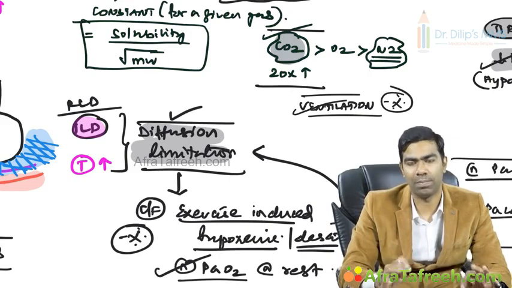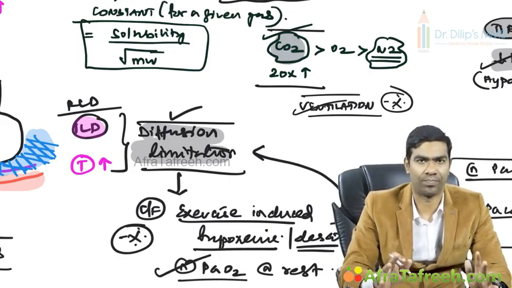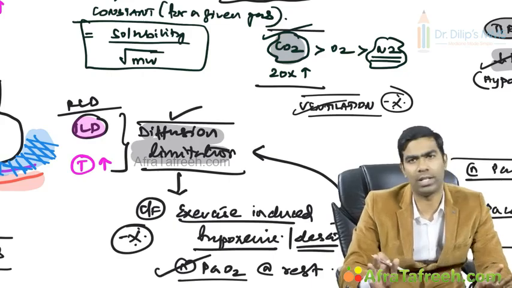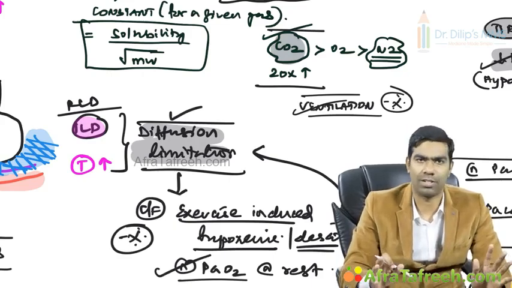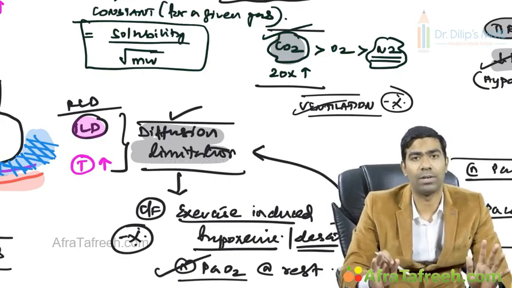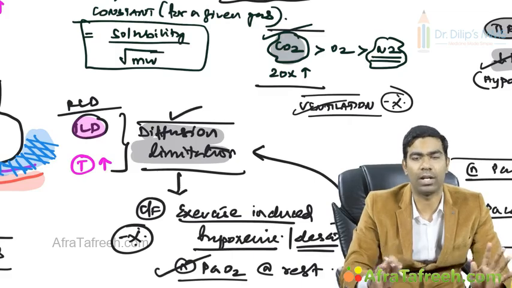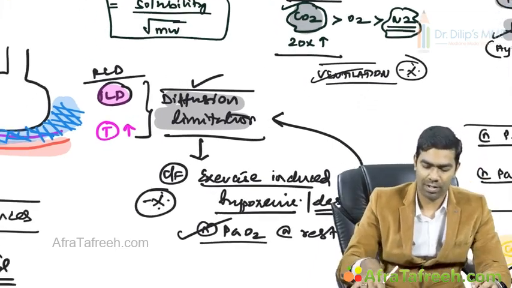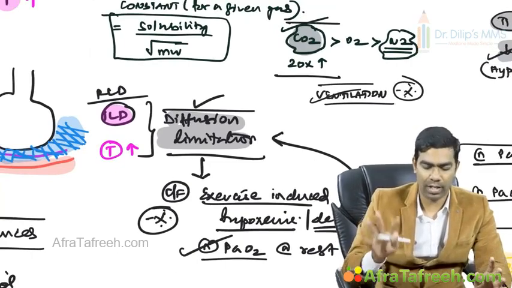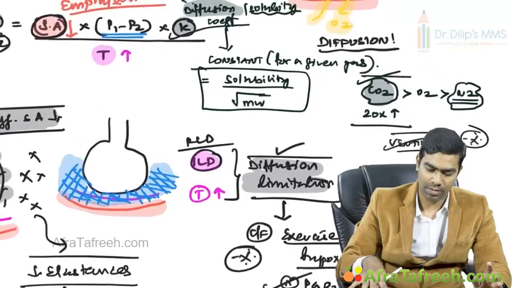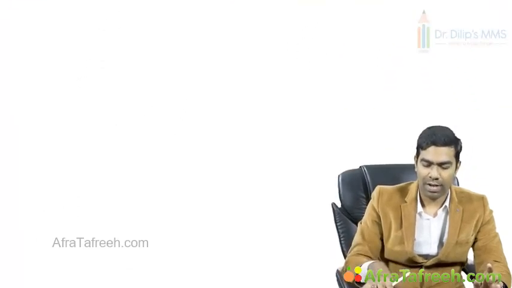Carbon dioxide is typically a ventilation-dependent gas. But oxygen is dependent on so many things: ventilation, perfusion, diffusion. Carbon dioxide is purely dependent on ventilation only. That is again because of the solubility factor which I told you, that is the only thing that determines your carbon dioxide levels. Okay, fine. We have understood all these things in the first place.